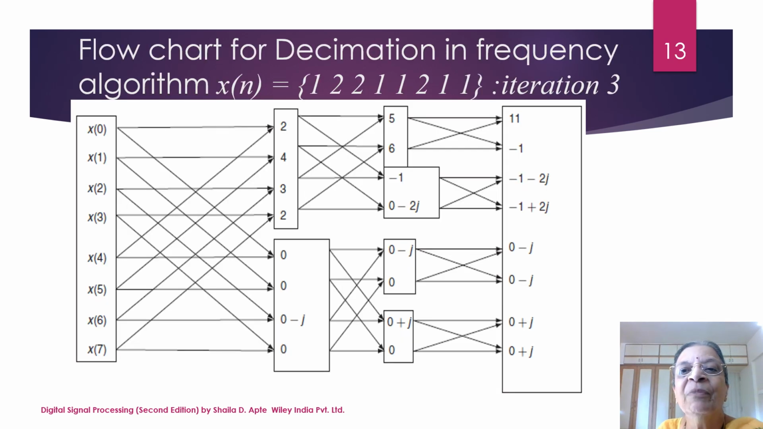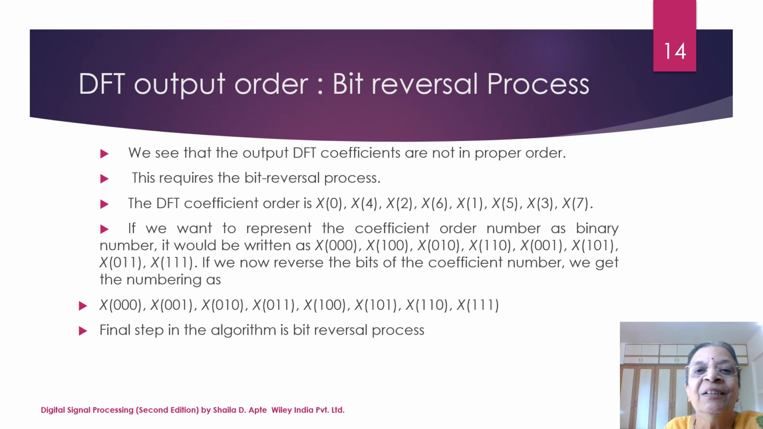So in iteration number 3, what we have to do is compute this 2-point DFT computation. 2-point DFT is just the butterfly computation. So 5 plus 6 and then 5 minus 6. This is minus 1 plus 2j and minus 1 minus 2j. Right. So you just have to add and subtract and you get these values. But what is the order of these DFT coefficients? This is x0, this is x4, this is x2, this is x6. So just let us write it in the decimal format, in the binary format and see.